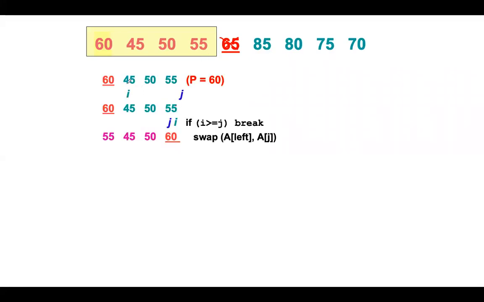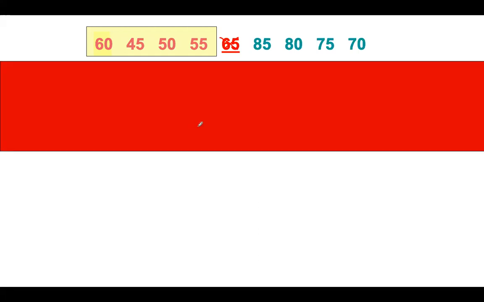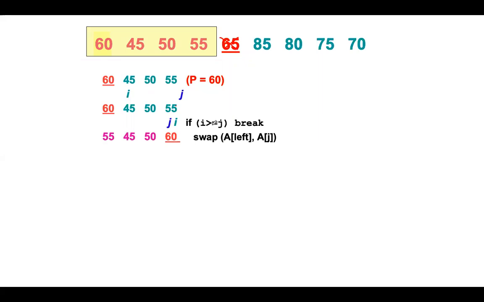A of I is not greater than 60, so I will be incremented to the next place. A of I is not greater than 60, so I will be incremented to the last place. Here also A of I is not greater than 60. Already I have reached here. So once you reach here, what is the condition? If I greater than or equal to j, break.